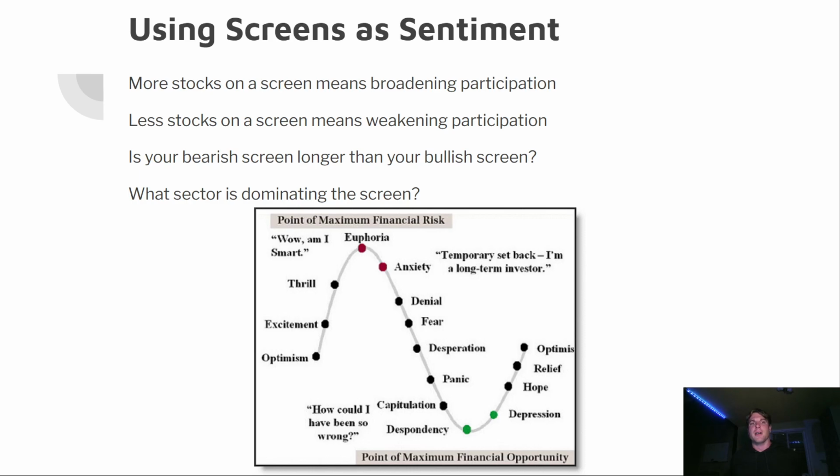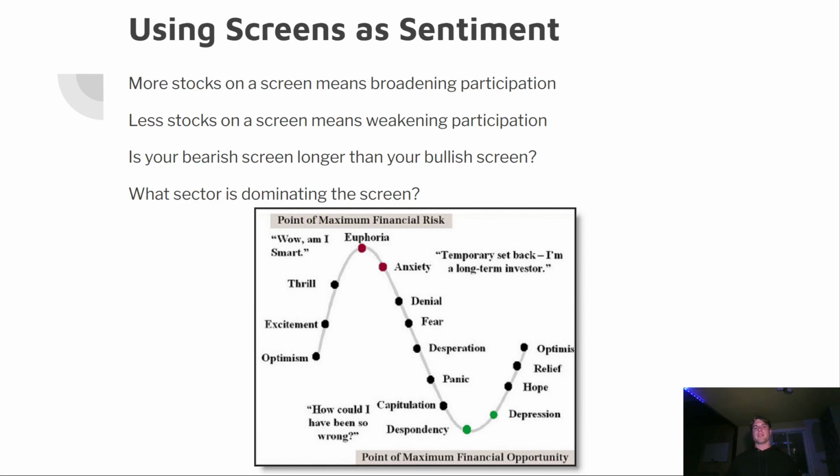Using screens as sentiment. If you see more stocks on the screen, it means there's broadening participation. If there are fewer stocks on the screen, it means there's weakening participation. So does your bear screen have more stocks available than your bullish screen? Maybe that means that the market as a whole is more bearish, and that's where you need to be planning your money. If you have more bullish screens than bearish screens, that means that the market is more than likely going to be in an uptrend. So you want to make sure that you're following the direction of the market.